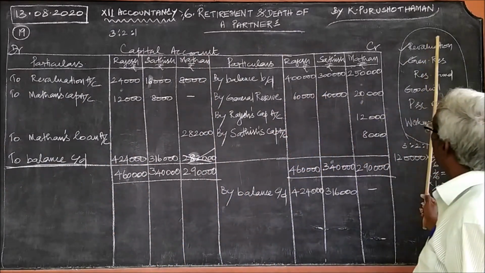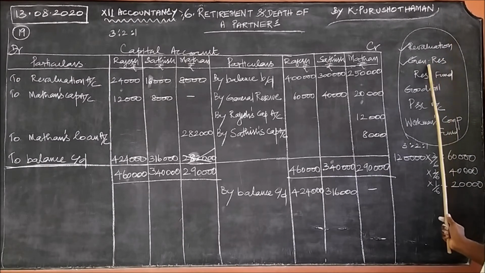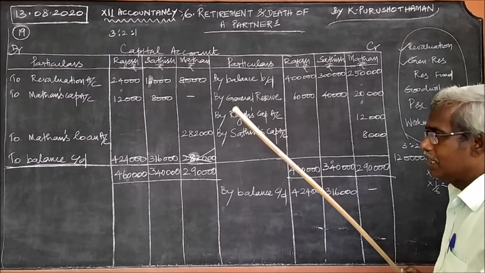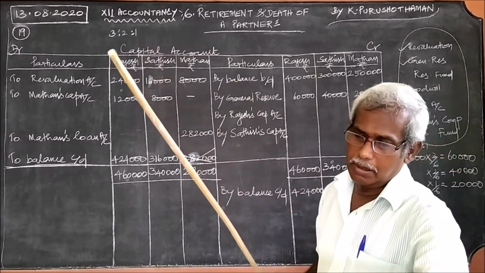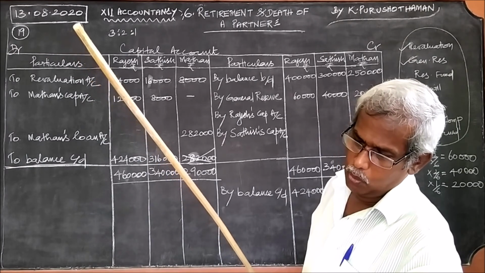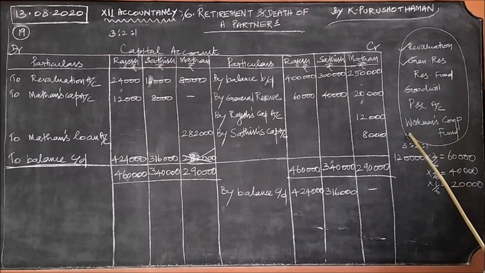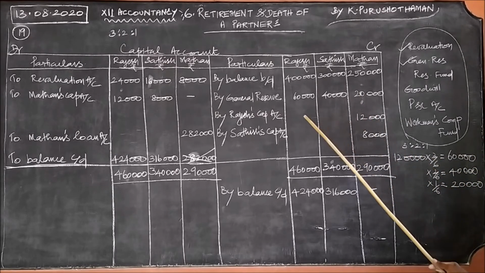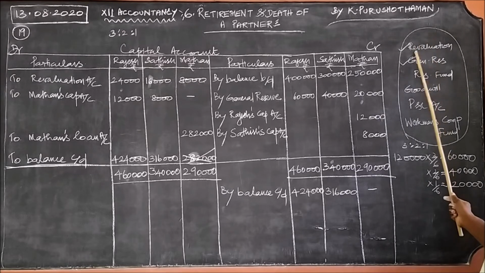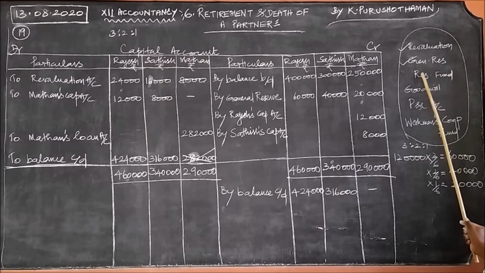Okay, then next one, in the question itself, general reserve is given. What is the amount of general reserve? General reserve is 1,20,000. That 1,20,000 should be divided in the old ratio, 3:2:1. That is 3/6, 2/6, 1/6: 60,000, 40,000, 20,000. That's what we should write. Here we have done these two. No reserve fund. Generally these two will not appear together. Any one of these two only will appear.